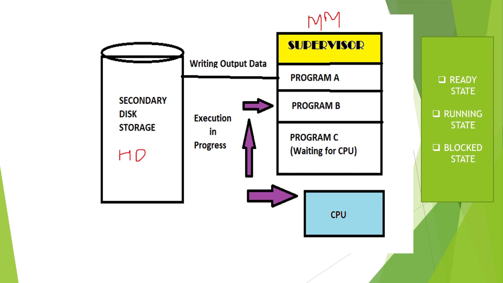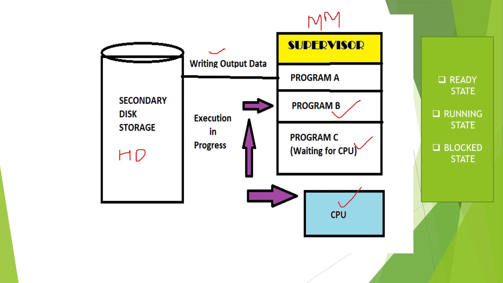How? Program A is doing an I/O operation, writing output data to the hard disk. Program B is now using the CPU, it is in running state, because it is going to use the CPU at that particular instant of time. Program C is waiting for the CPU because the CPU is allocated to program B. So program C is waiting for the CPU to become free. When the CPU is free, it will use the CPU.